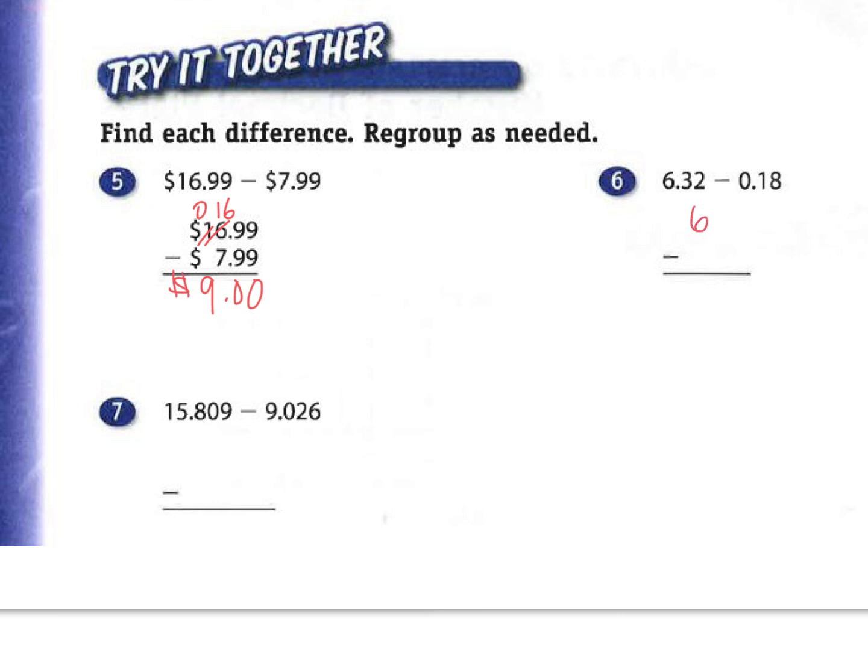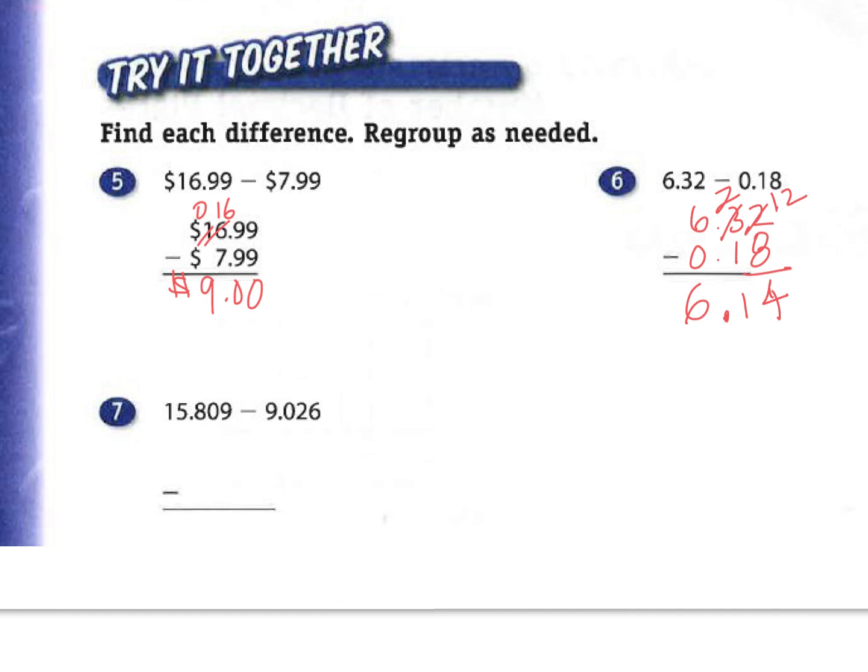Here we have 6 and 32 hundredths minus 0 and 18 hundredths. Well, we can't do 2 minus 8, so we have to borrow from that 3, make it a 2, make this a 12. 12 minus 8 is 4. 2 minus 1 is 1. 6 minus 0 is 6.